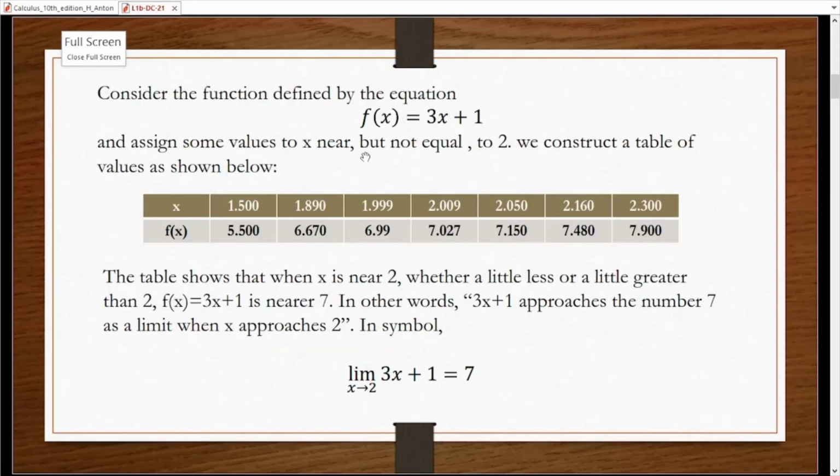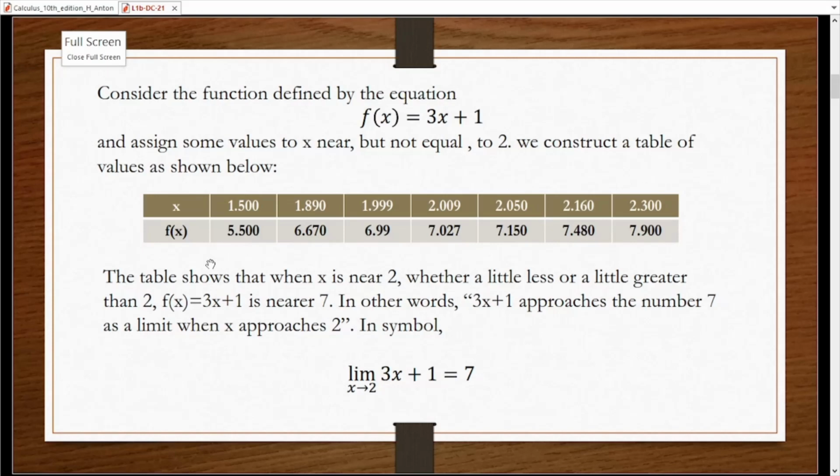So we have here the function f of x equals 3x plus 1. So we are going to assign values near but not equal to 2. So pwedeng a little less or a little more. So we have 1.99, 1.89, or 2.09, and 2.05.